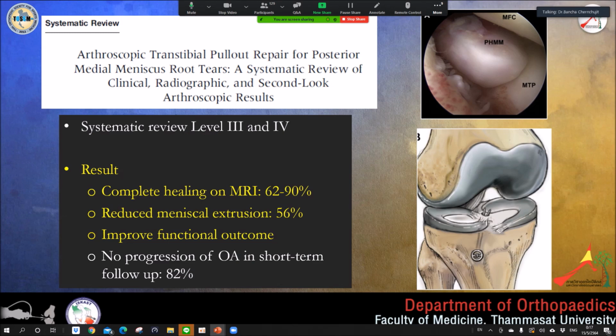So from the systematic review, we found that the complete healing of the meniscus varies from 60% to 90%, okay? And another problem is that about half of the menisci have extrusion, okay, that cannot reduce. Yeah, and this is the problem, the extrusion that cannot reduce.